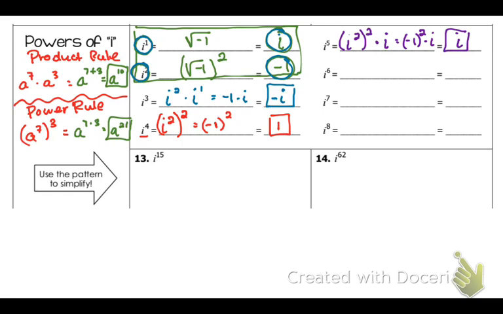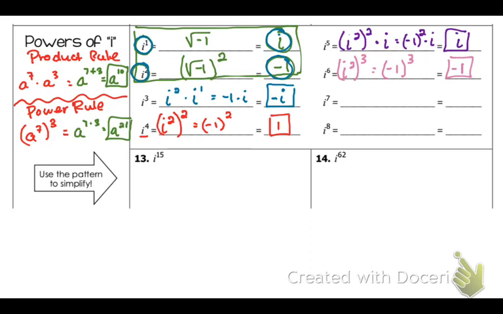So i to the 6th power. Again, I'm going to start with i squared. I'm always starting with i squared. So i squared, 2 times 3 will give me 6. So that's good. So i squared is always -1. But now I have it to the 3rd power. So -1 times -1 times -1, that's -1.